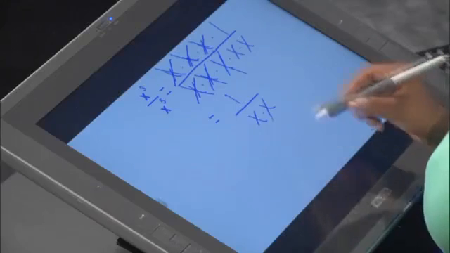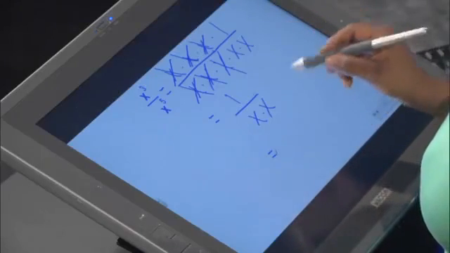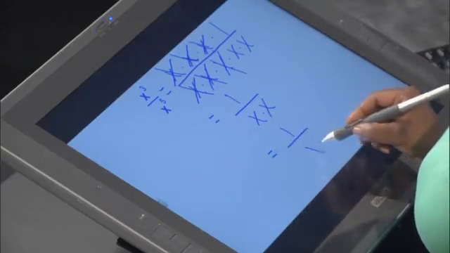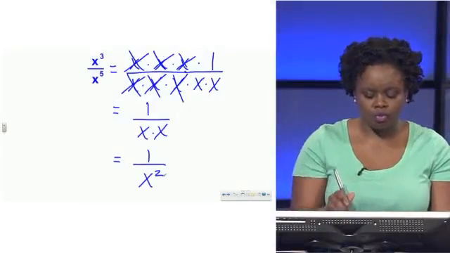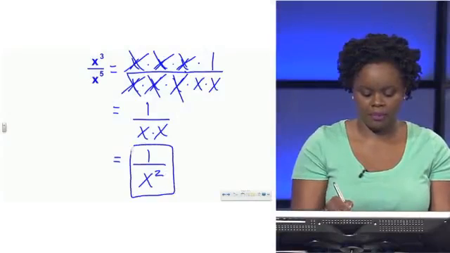Now, I could represent that differently. I could say, okay, well, 1 over x times x, that's really the same thing as 1 over x squared, right? Okay, so that's what the right side of that looks like. I'm going to box that in so we can focus on that for the right.